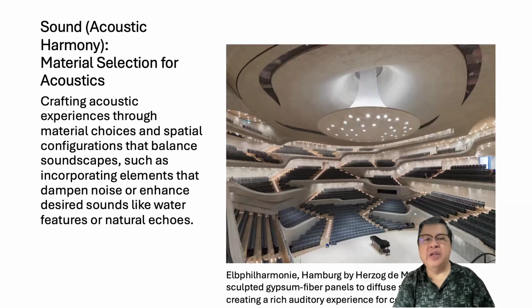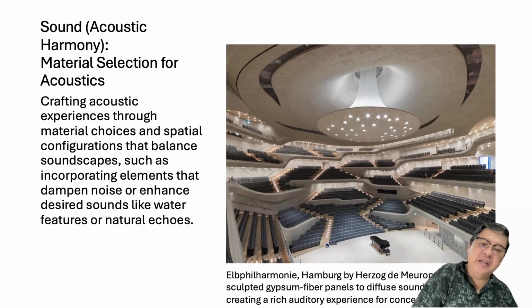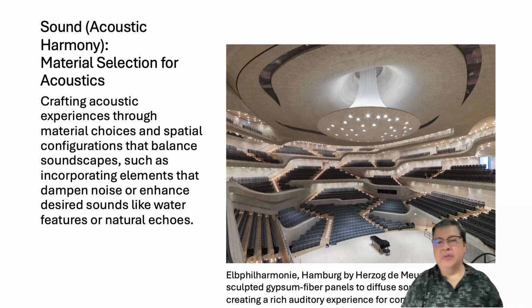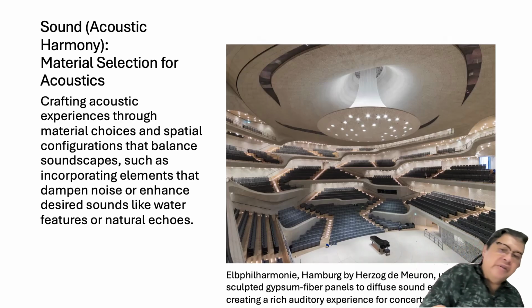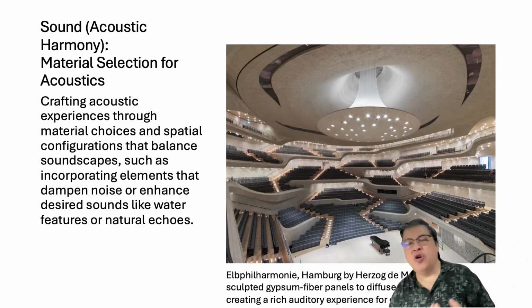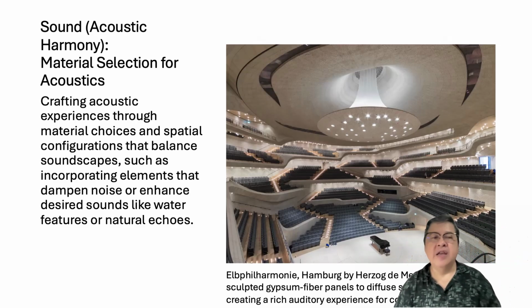We're going now to the other senses, which is sound, or acoustic harmony. Here we focus on material selection for acoustics. What is apparent is that, of course, in a performance space such as a concert hall, like the Elbphilharmonie, Hamburg by Herzog & de Meuron, we see sculpted gypsum fiber panels that diffuse sound evenly, creating a rich auditory experience for the concert event.